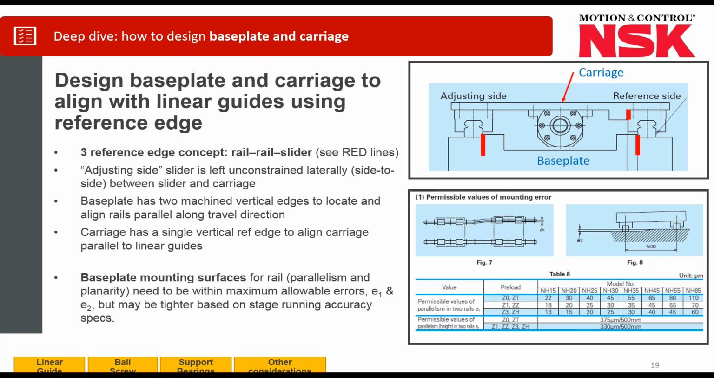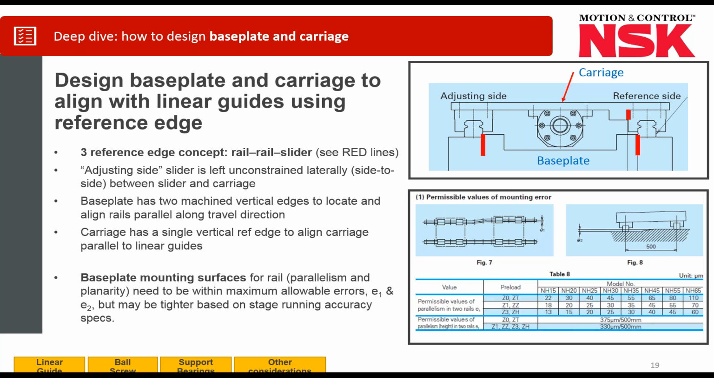So traditionally, with this rail slider concept, we do 2 reference edges for the rail, which they call the reference side and the adjusting side, and then 1 reference edge on the carriage. We leave one side, the adjusting side, floating, per se, between the top of the slider and the carriage itself. That provides us with the best conditions for properly aligning the linear guides and keeping them parallel, with zero binding of the carriage as it moves from one end of the stroke to the opposite end of the stroke.